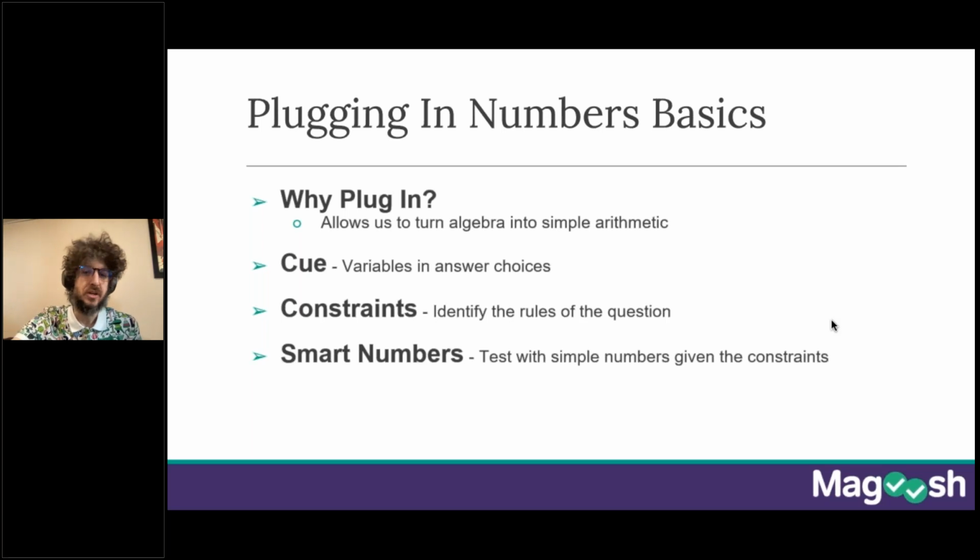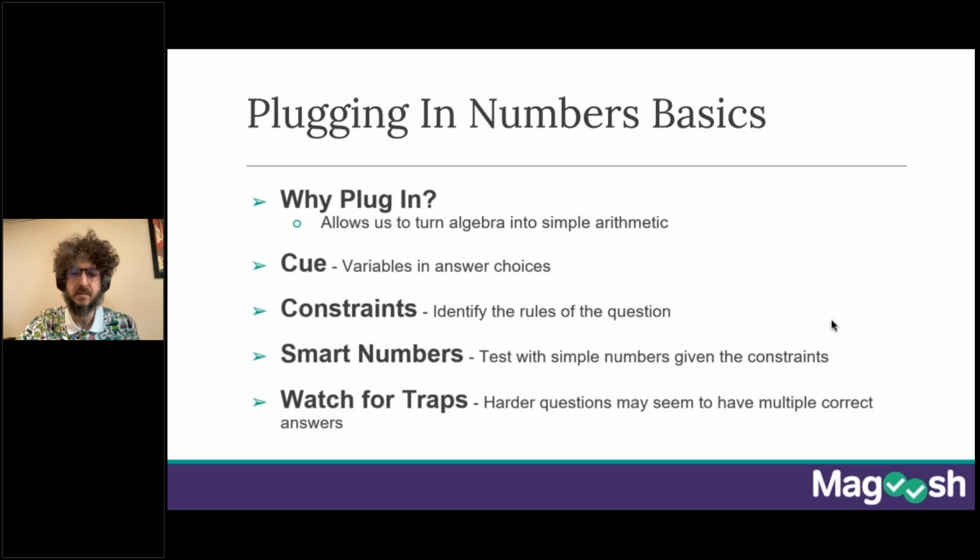Then smart numbers, we talked about this. This is another one of our goals here. So for plugging in, generally, you can use just about any number that matches the rule of the constraints, but there are numbers that are going to be smart numbers to use, easier numbers that make this testing work more efficiently. And so we want to think about how to leverage those smart numbers rather than just plugging in any old number there.